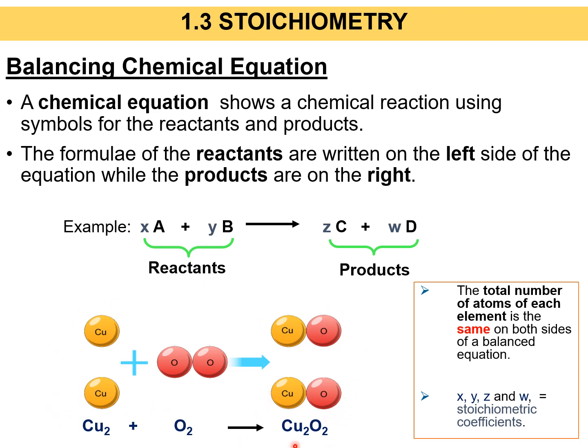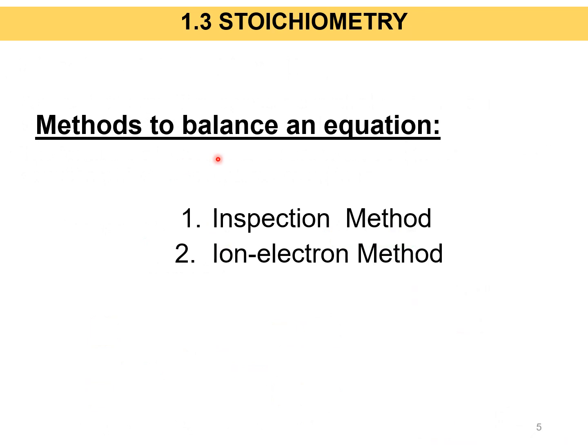Sebagai contoh, in this case, di bahagian reactant you have Cu2 plus O2. Di bahagian produk you have Cu2 O2. And then if you nak check if this is a balanced chemical equation, you kena check total number of atoms di kedua-dua belah. So, di belah kiri you ada 2 Cu, di belah kanan you ada 2 Cu. Di belah kiri you ada 2 oksigen, belah kanan pun ada 2 oksigen. Makanya, this is an example for a balanced chemical equation. There are two methods to balance chemical equation, which is the first one is by inspection method and the second one is by ion-electron method.